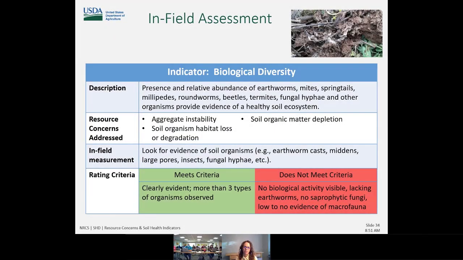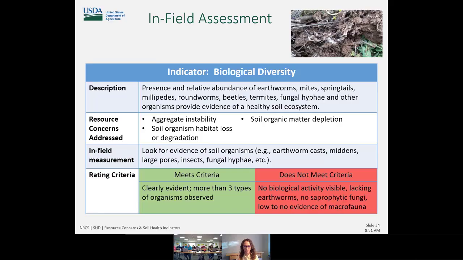So assessing biodiversity is another way to observationally assess the resource concerns. You're looking for evidence and relative abundance of earthworms. You can visually see mites and springtails and millipedes, roundworms, beetles, termites, fungal hyphae, and other organisms that would provide evidence of a diversity of biological activity and a healthy soil ecosystem. The resource concerns associated are aggregate instability, soil organism habitat loss and degradation, and soil organic matter depletion.